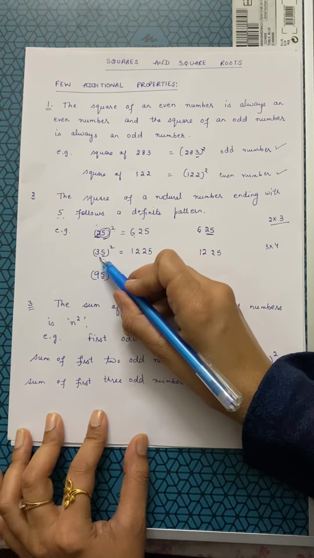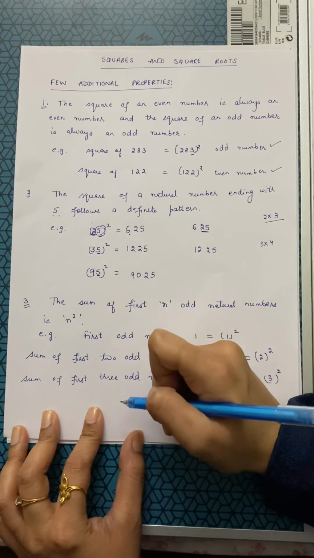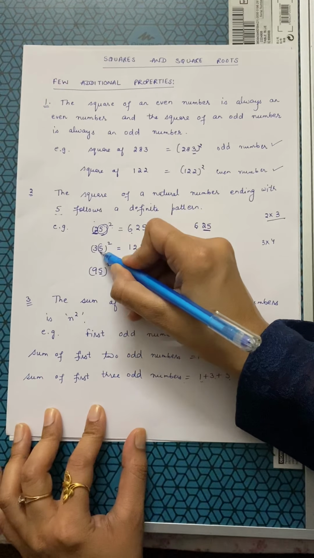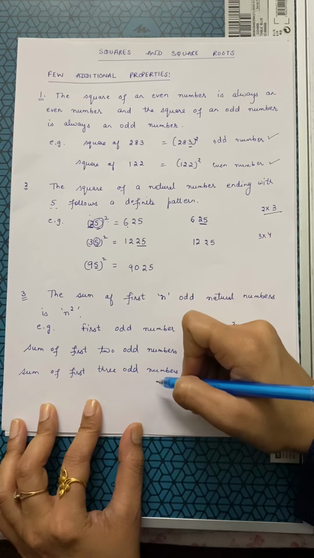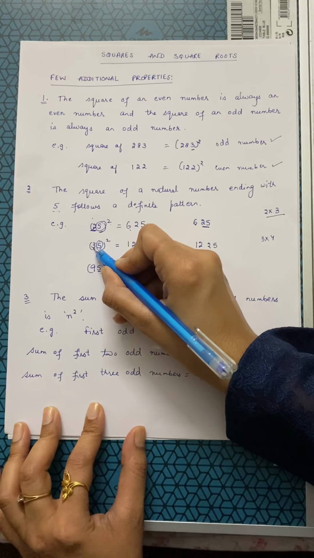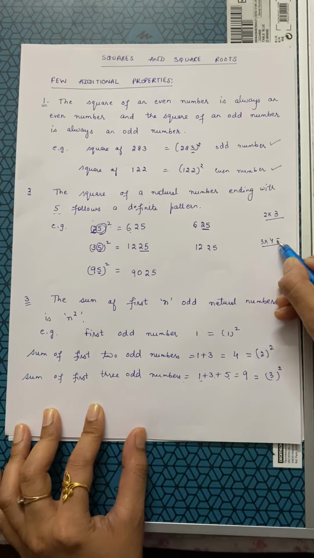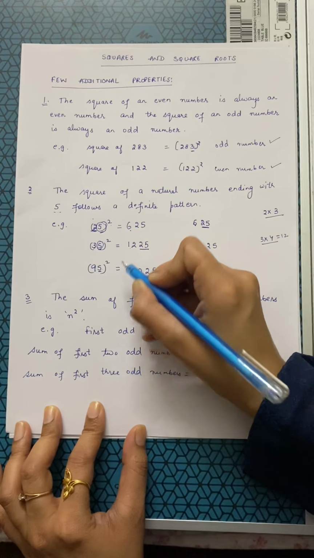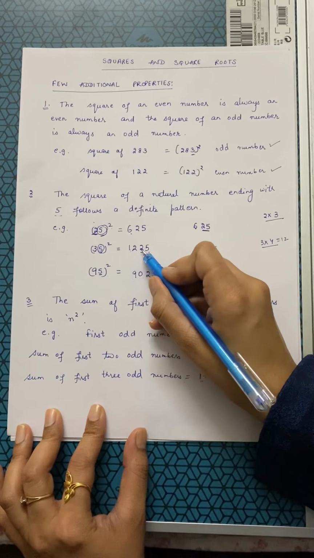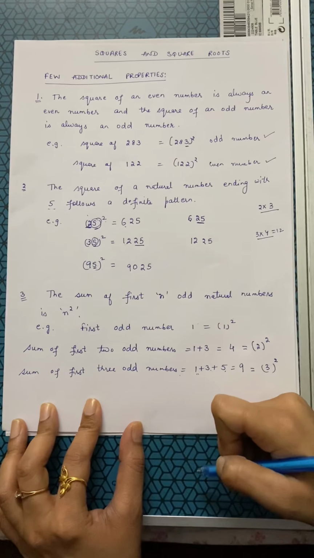Let's take an example of 35 square. Again, the number is ending with 5, so it will end with 25 again. Successor of 3 is 4. So 3 fours are 12. I will write 12 in front of 25. So 1225 will be the square of 35.